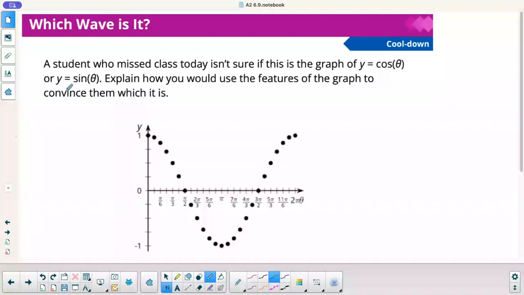All right. A student who missed class today isn't sure if this is a graph of y equals cosine theta or y equals sine theta. Explain how I would use the features of the graph to convince them which it is. Well, I would say look at these points here.